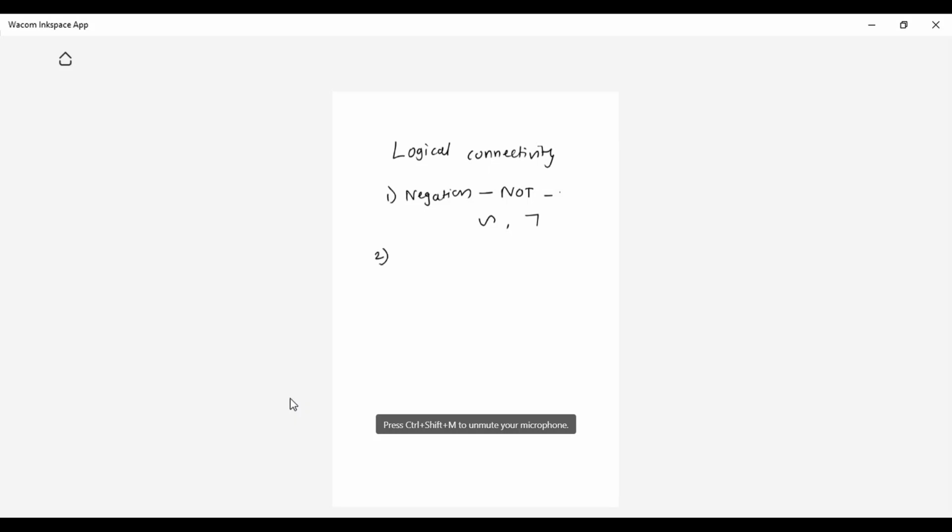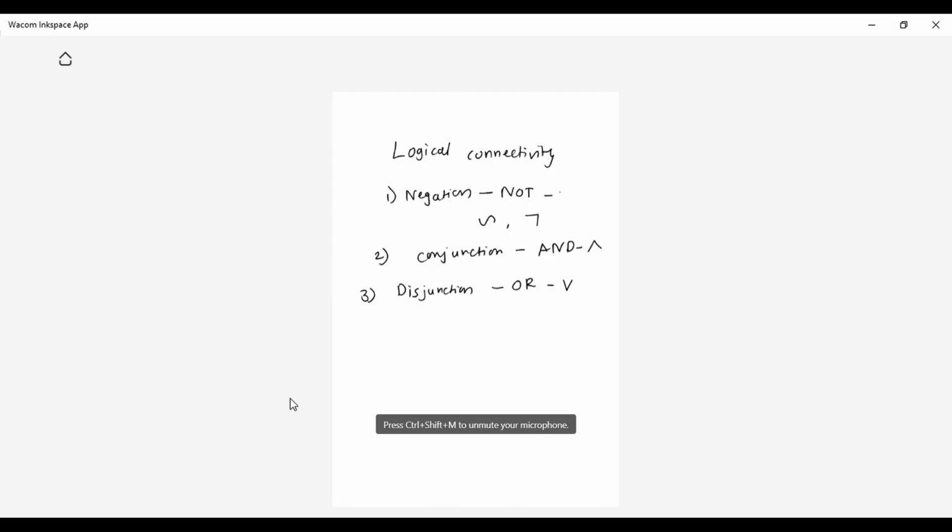The second is conjunction. So conjunction, what we are using is AND, and the symbol is this, right? And the third is disjunction. We are representing it with OR and the symbol is this. I hope you know all these terms: negation, conjunction, and disjunction.